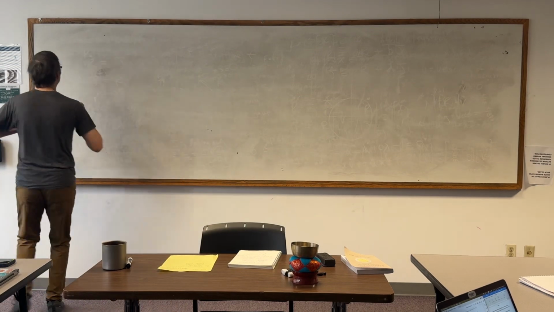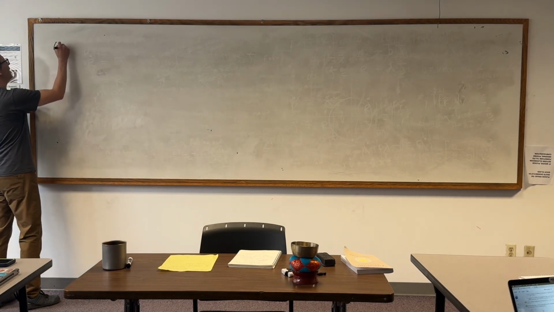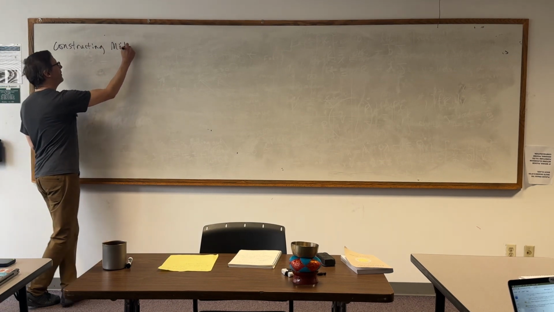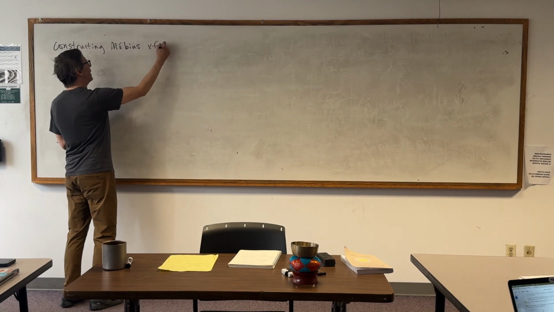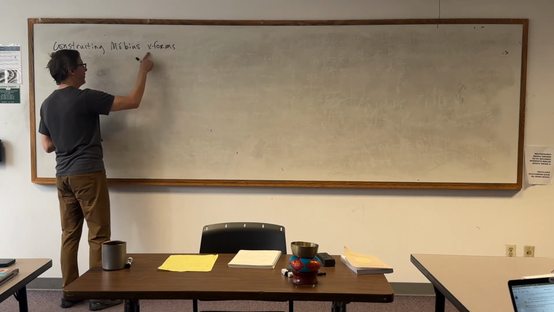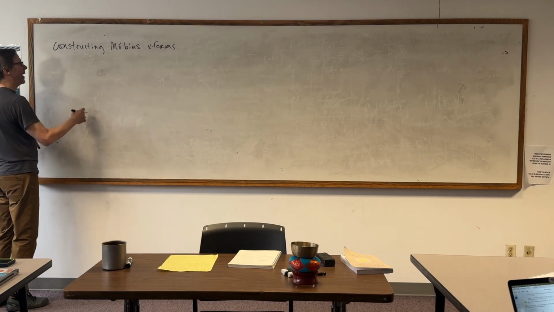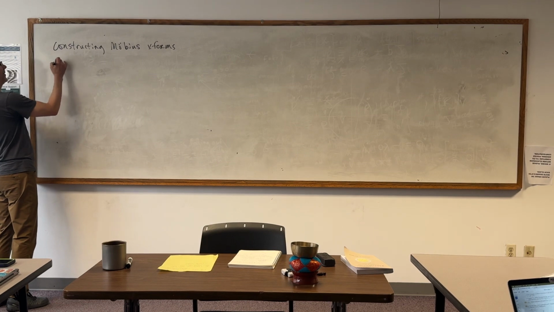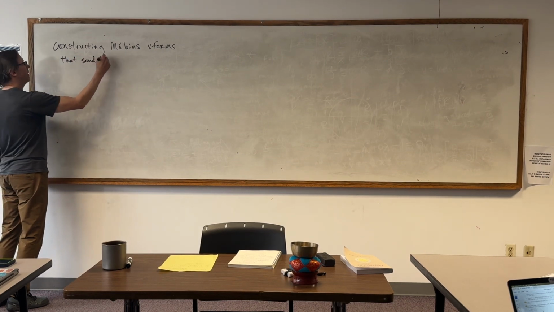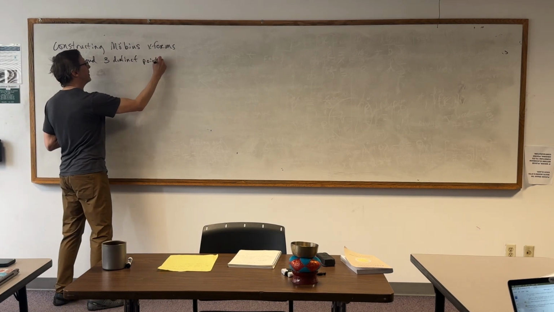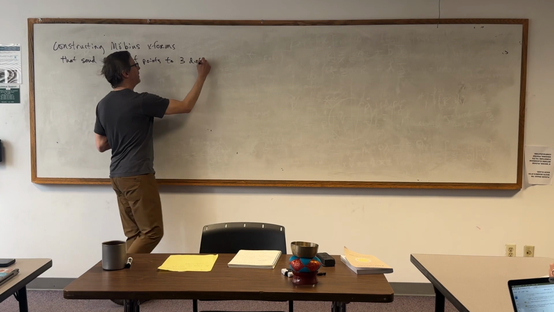So let's take a look at constructing Mobius transformations, which I've been abbreviating in my own notes as X forms for transforms, whatever. Could have written transform and not explained it for 5 minutes, and that would have been faster. Constructing Mobius transforms that send 3 distinct points to 3 distinct points.